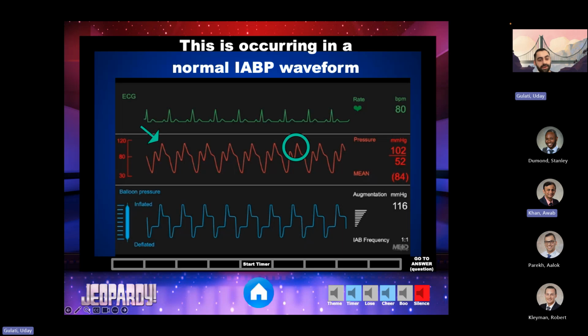This is what is occurring in a normal balloon pump waveform, and specifically where that green arrow and green circle is. It's pointing at the same thing.